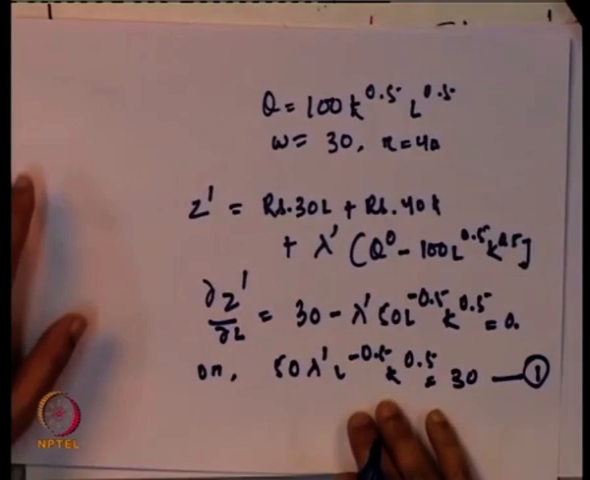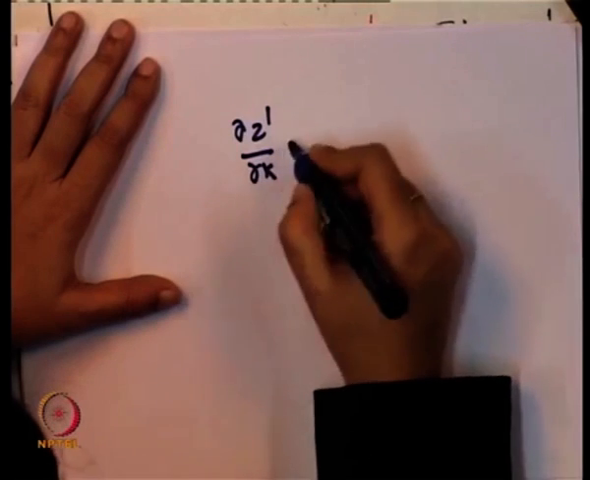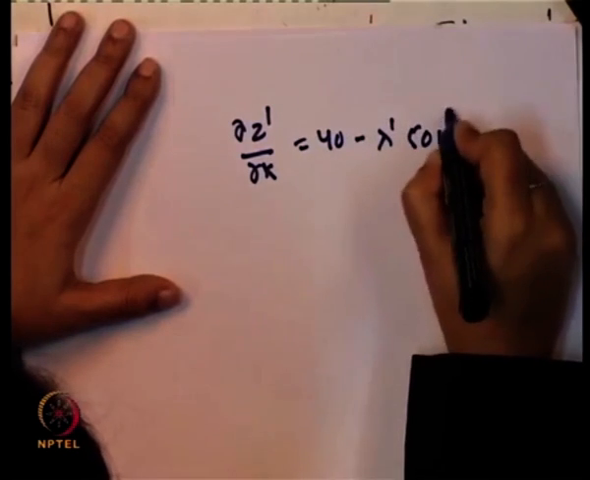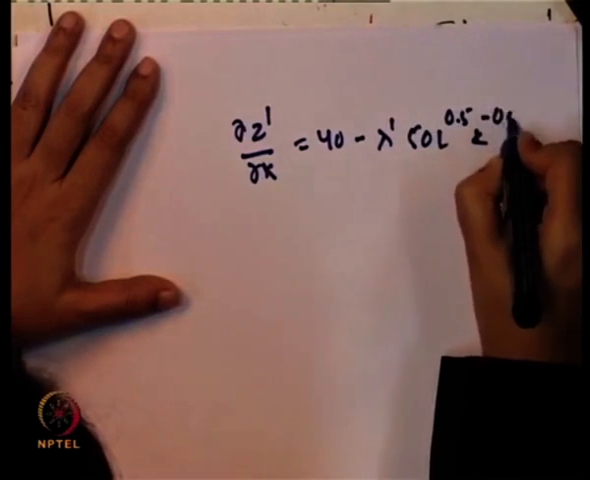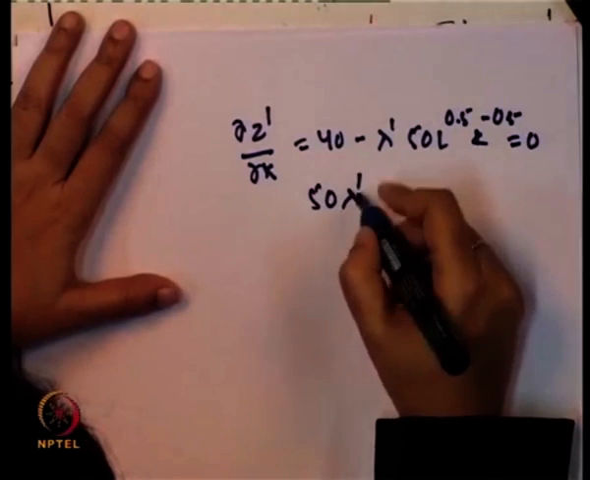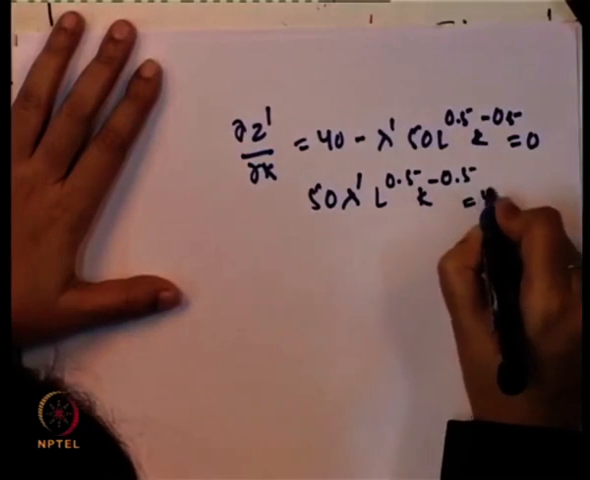Now, we need to look at the first order partial derivative with respect to the other input. In the first case we checked it for L, now we will check it for K. So, we need to find the partial derivative with respect to K, that gives us 40 minus lambda dash 50 L to the power 0.5 K to the power minus 0.5, which is equal to 0, or 50 lambda dash L to the power 0.5 K to the power minus 0.5, which is equal to 40.